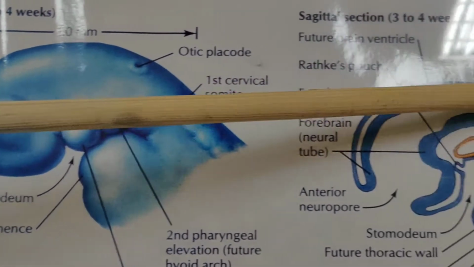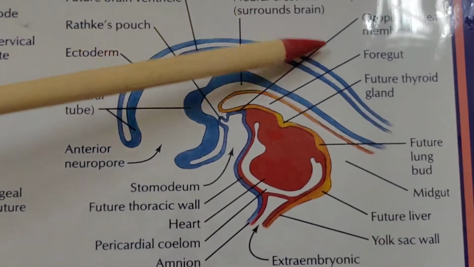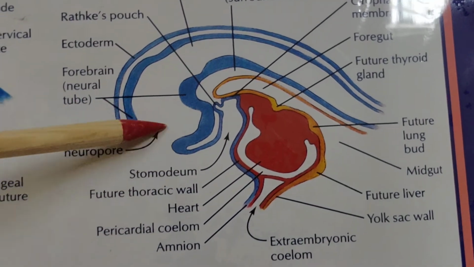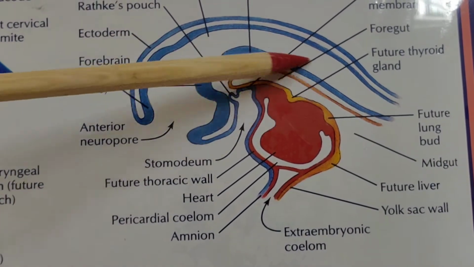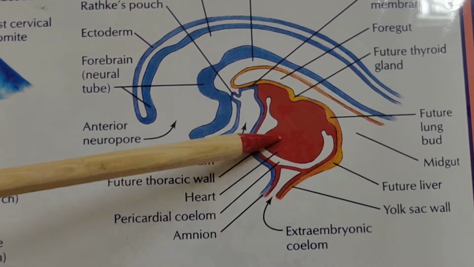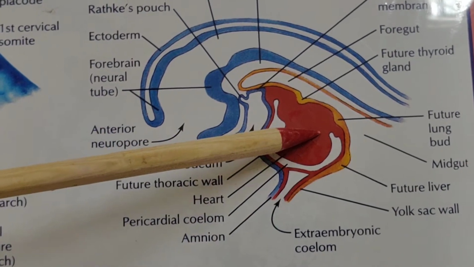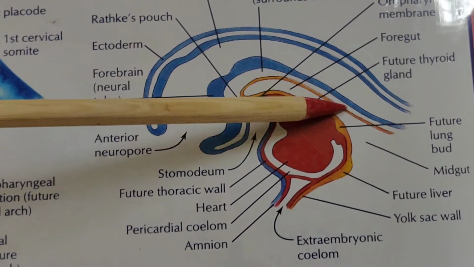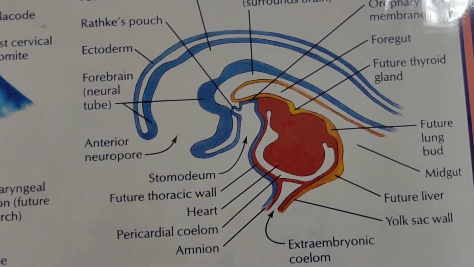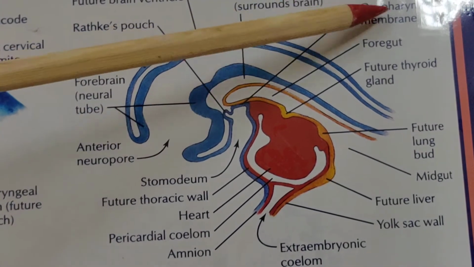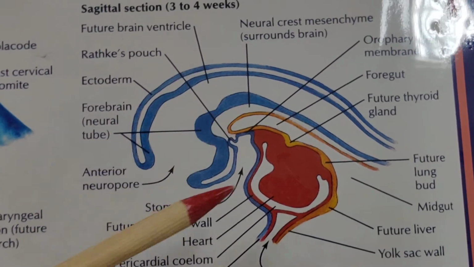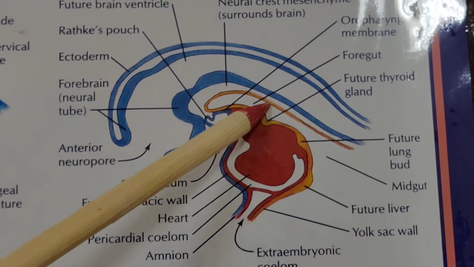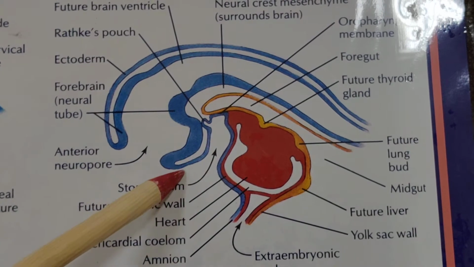Now if you see this diagram, this is the sagittal section. Now see, this is the brain, and this is the pericardial cavity, with the heart present in the cavity. Now this yellow structure is the primitive gut. This bulging membrane is the oropharyngeal membrane, and this arrow is the stomodeum. It means this gut is not communicated with the stomodeum.